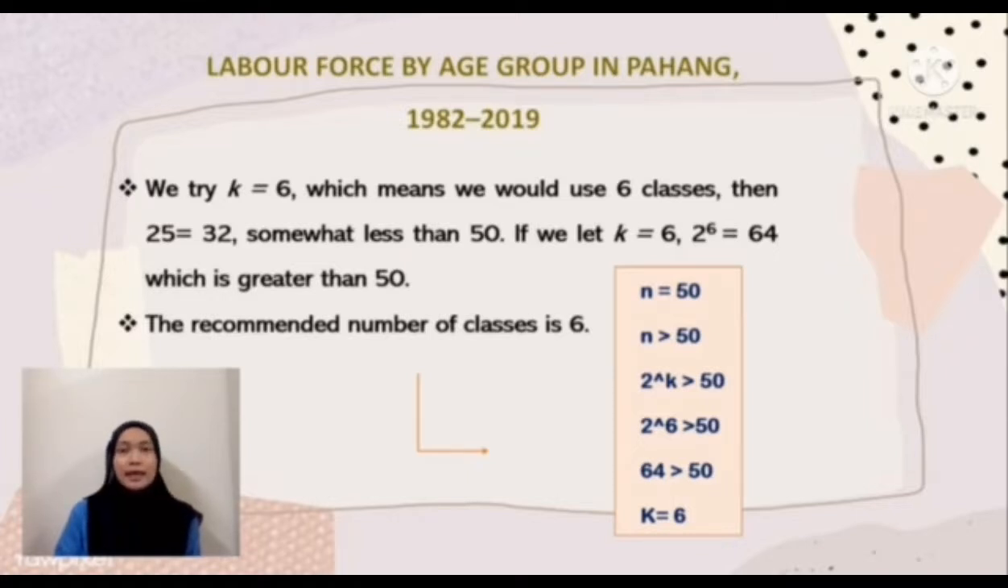Next, in the data sets, the maximum number is 132.5, while the minimum number is 39.4. To determine class width, it is the maximum entry minus the minimum entry divided by the number of classes. In total, the class width is 16. This is how to get the data arrangement for labor force by age in Pahang from 1982 until 2019.